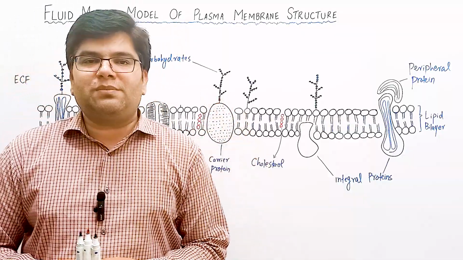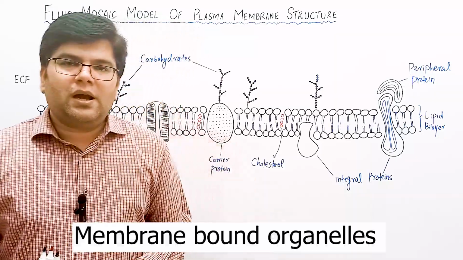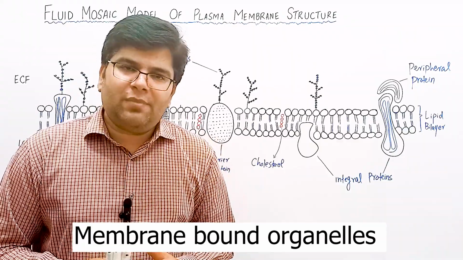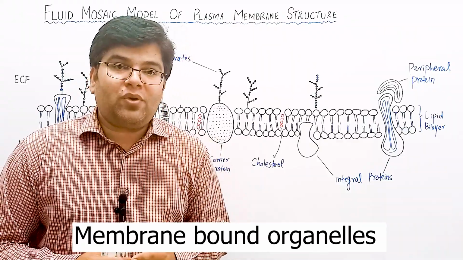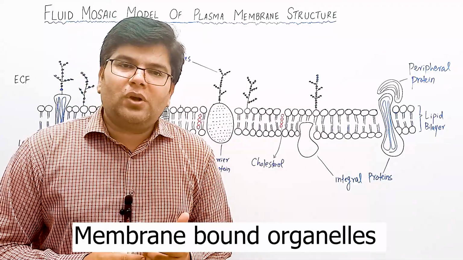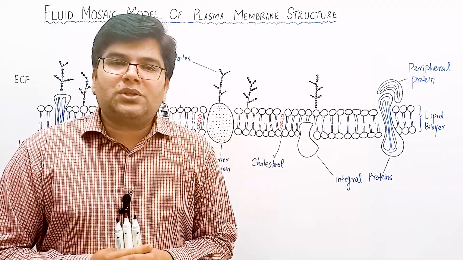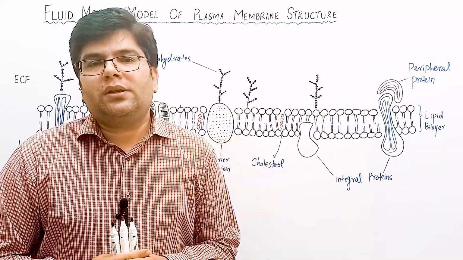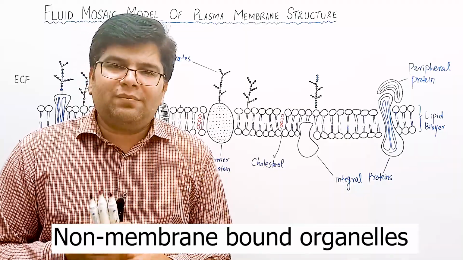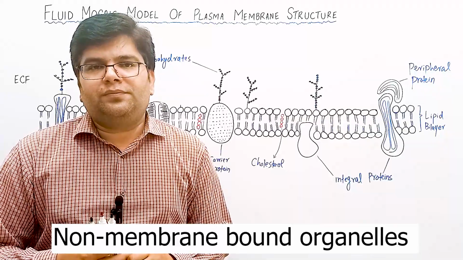Today we are going to study our very first topic from cell physiology, and this is the structure and function of plasma membranes. Most organelles of the cell are bound by membrane, and these membranes include cell membrane, nuclear membrane, membranes of endoplasmic reticulum, membranes of the Golgi apparatus, and those around peroxisomes and lysosomes. Some non-membrane bound structures are ribosomes, cytoskeleton, and centrioles.